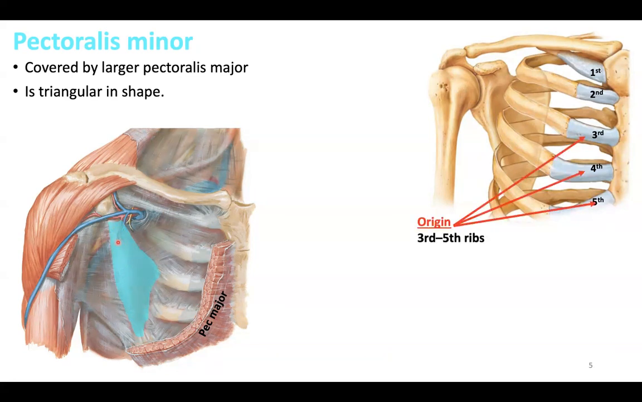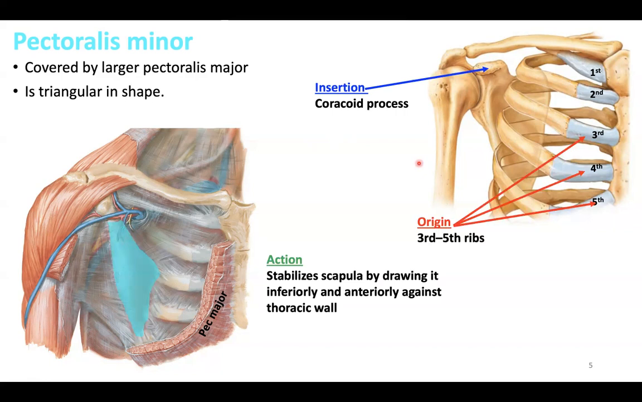It originates from the third up to the fifth rib, and it's inserted into the coracoid process of the scapula. When you see its action, with fixed ribs, it can pull the scapula forward and downward. But with fixed scapula, it can elevate the ribs. So this muscle can act on both sides. With fixed scapula, it can elevate these three ribs, so it can assist respiration. But with fixed ribs, it can pull the scapula forward and downward. And it's innervated by the medial pectoral nerve.